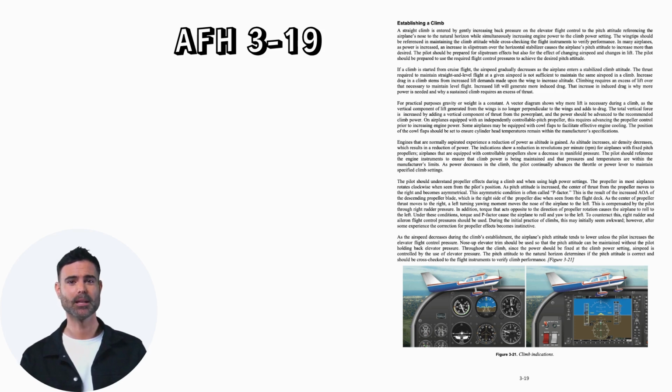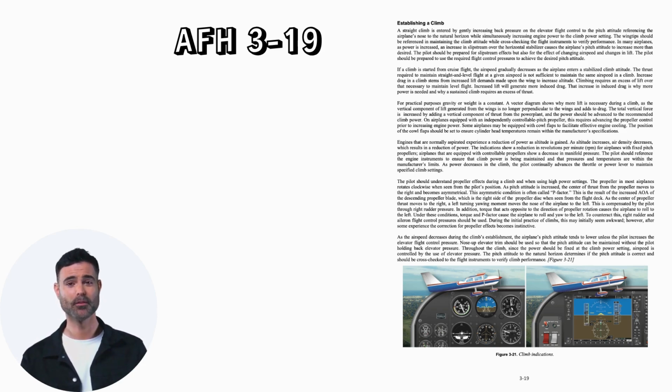During the initial practice of climbs, this may initially seem awkward. However, after some experience, the correction for propeller effects becomes instinctive. As the airspeed decreases during the climb's establishment, the airplane's pitch attitude tends to lower unless the pilot increases the elevator flight control pressure.